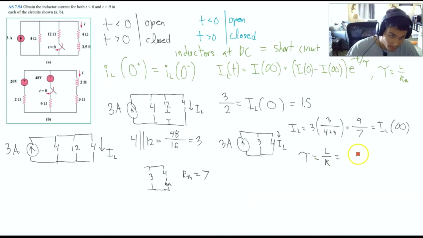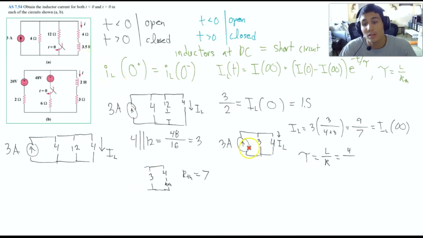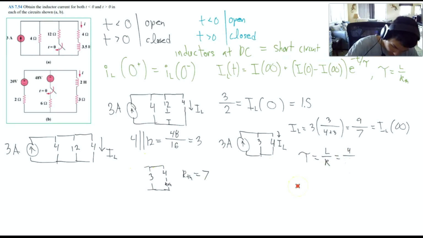So it'd be, tau would be L. L is 4. R is what? R is 7. Okay, there we go.